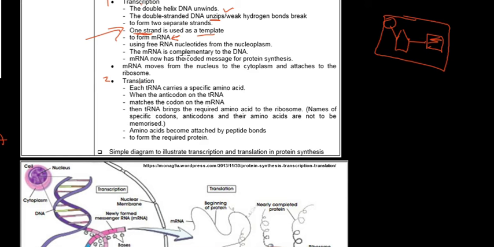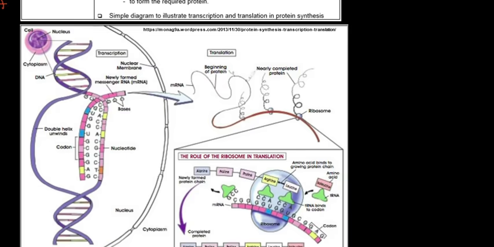So the mRNA is complementary to the DNA, and now the mRNA has a coded message for protein synthesis. The mRNA moves from the nucleus to the cytoplasm and attaches to the ribosome. So let's quickly look at this first process.